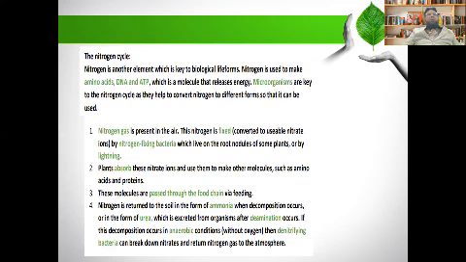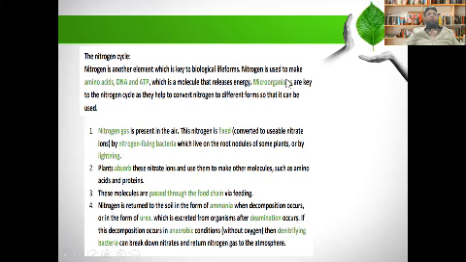Now, the last cycle is the nitrogen cycle. Nitrogen is another element which is key to biological life forms. In the atmosphere, there is about 78 to 79% nitrogen, and this level is maintained. So it means that there are some activities in the atmosphere due to which nitrogen is evolved, and in some activities it is utilized. So in this cycle, we have to discuss in which activities this nitrogen gas is utilized, and in which activities the nitrogen gas is released.